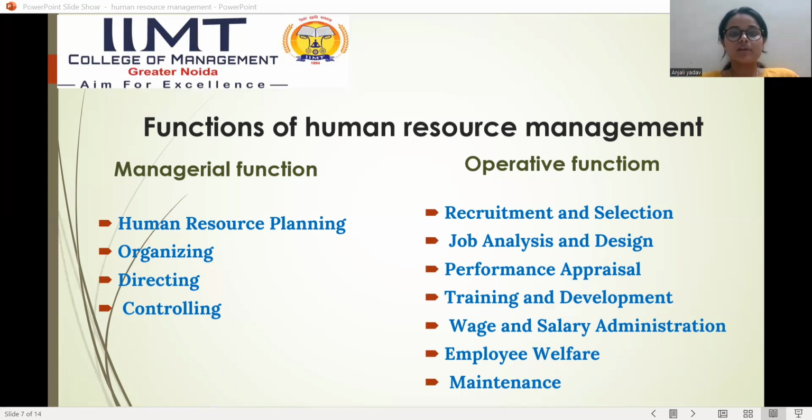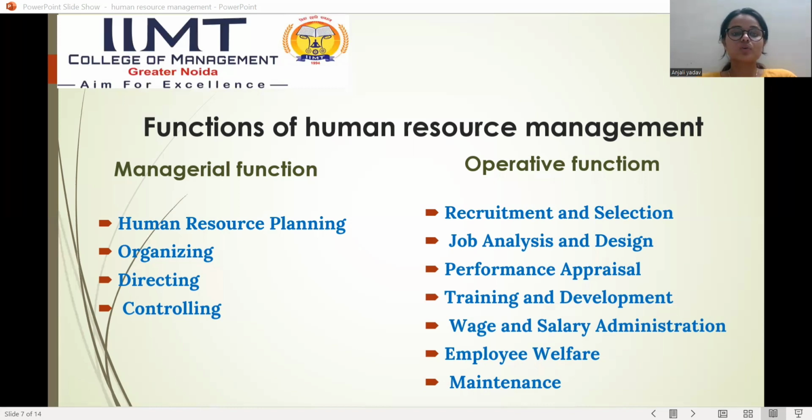Performance appraisal: human resource professionals are required to perform this function to ensure that the performance of employees is at an acceptable level. Next is training and development. Training is that function of management that includes imparting knowledge and skills for making employees more competent for the organization as well as for the future.